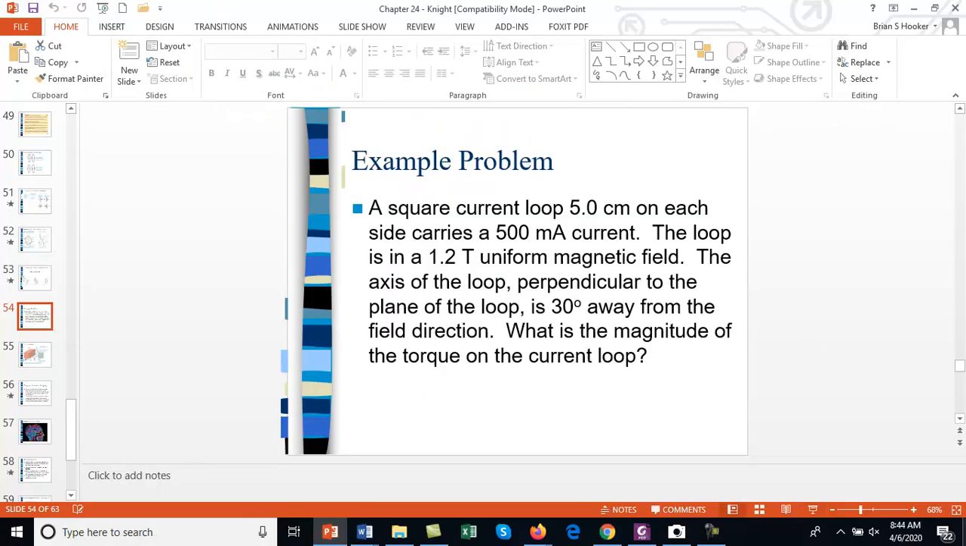Okay, so let's switch over to the document camera. See if that will work. That's my phone, yay. So we have a current loop. Okay, let me get that in focus. So theta is equal to 30 degrees. Get that lined up a little bit better. Okay, my arrow is really not great today. But you see what I've got.